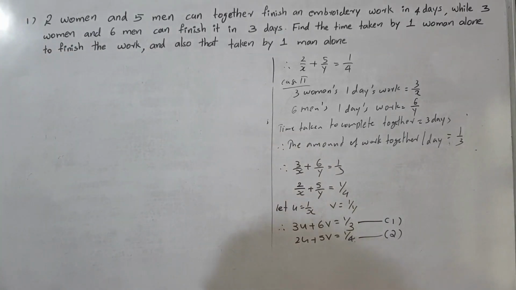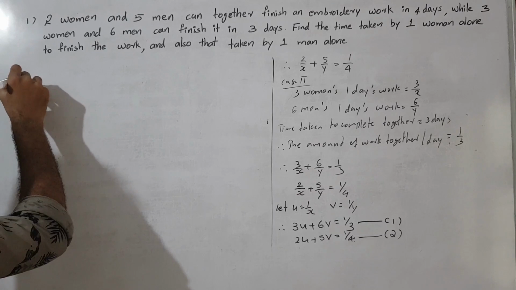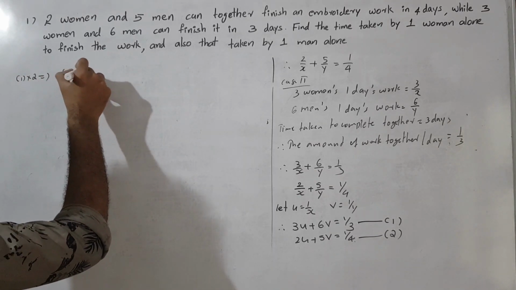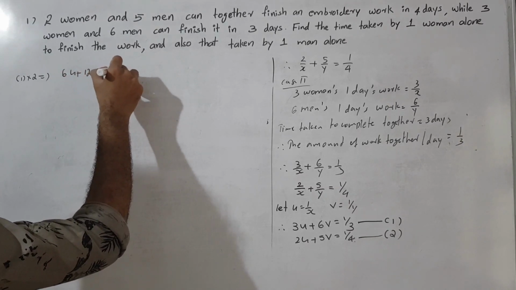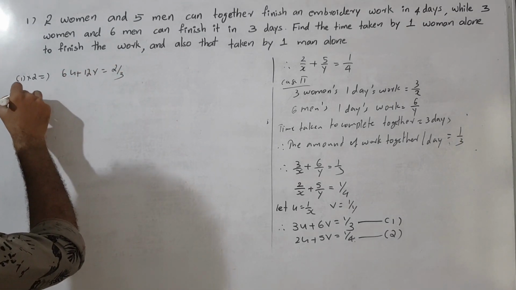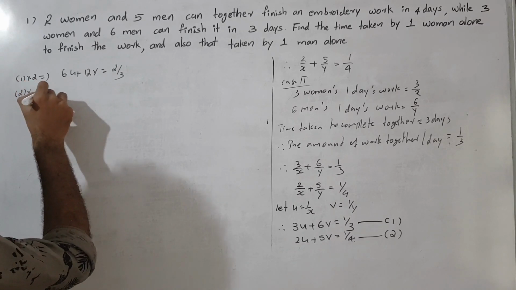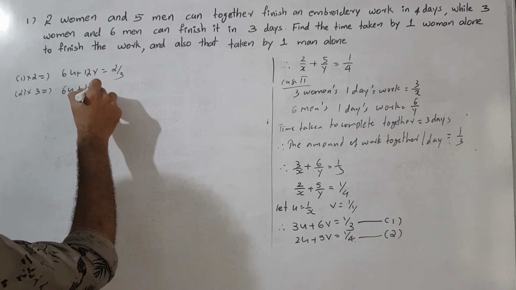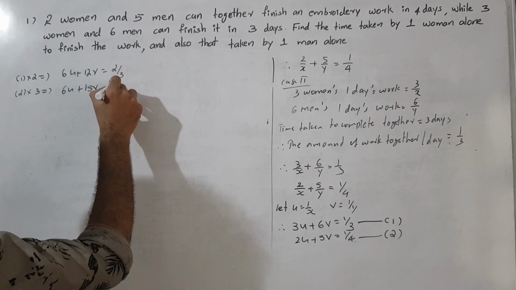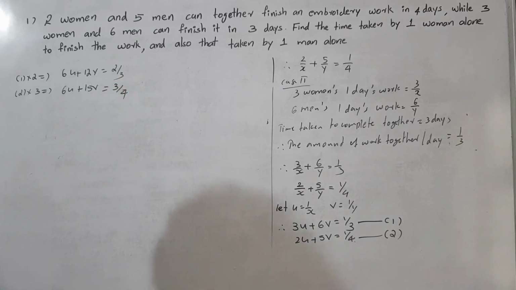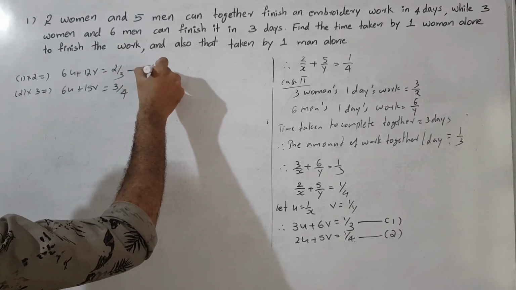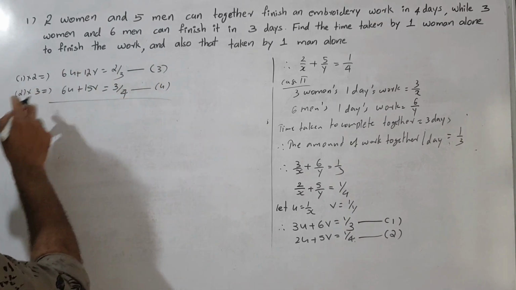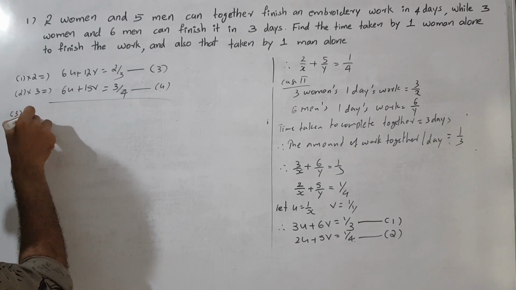Okay, for that I multiply equation 1 by 2. 1 into 2 implies what we get? 6u plus 12v is equal to 2 by 3. Then equation 2 into 3 implies 6u plus 15v is equal to 3 by 4. Okay, then equation 3 and equation 4. Then next we subtract 3 minus 4.